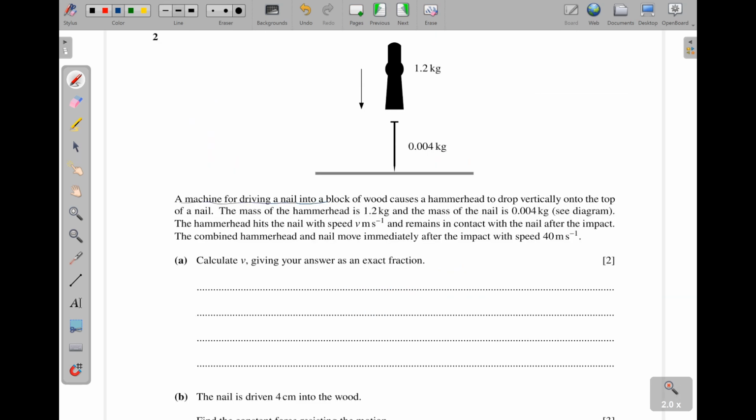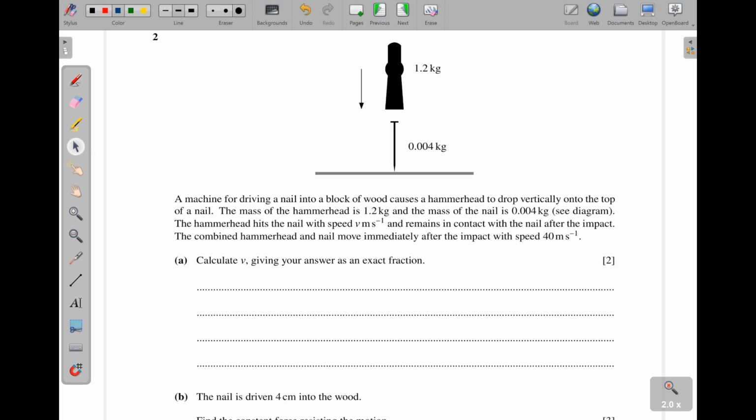Question 2. A machine for driving a nail into a block of wood causes a hammerhead to drop vertically onto the top of the nail. The mass of the hammerhead is 1.2 kilograms and the mass of the nail is 0.004 kilograms. The hammerhead hits the nail with speed v meters per second and remains in contact with the nail after the impact. The combined hammerhead and nail move immediately after the impact with speed 40 meters per second. All right. Then they are saying part A, calculate V, giving your answer as an exact fraction.